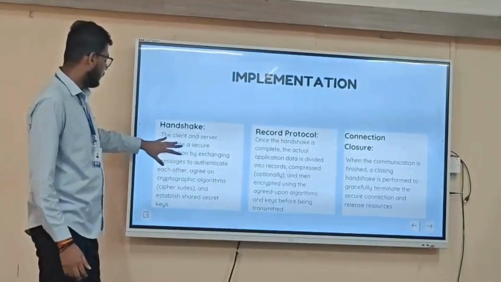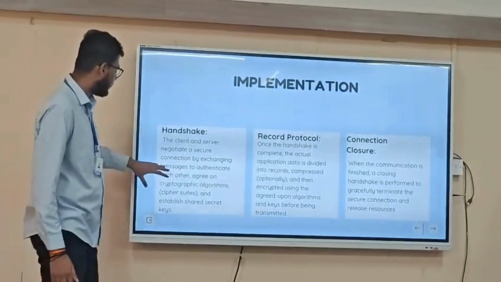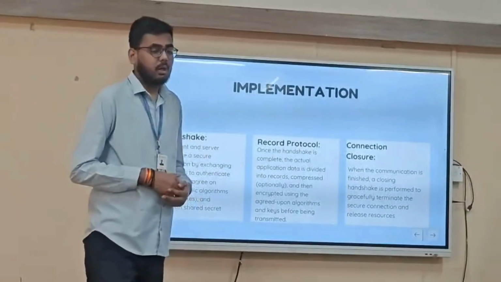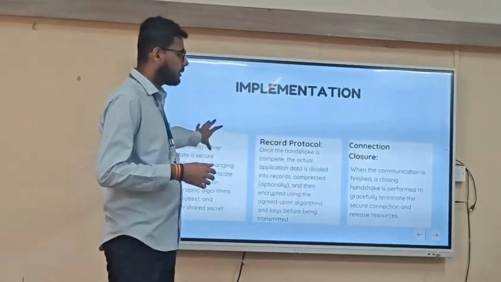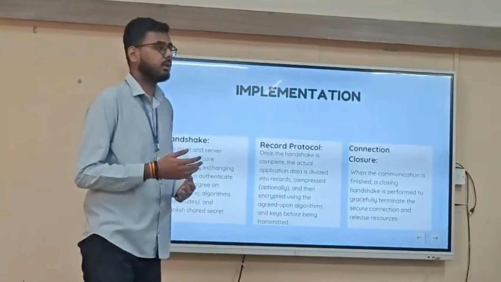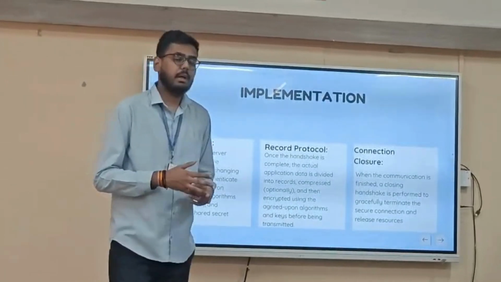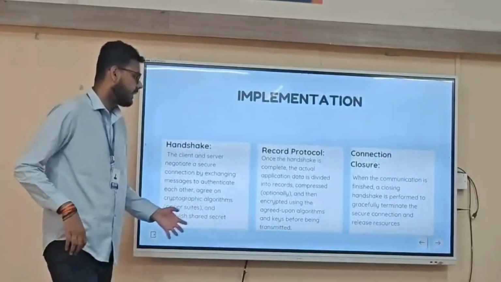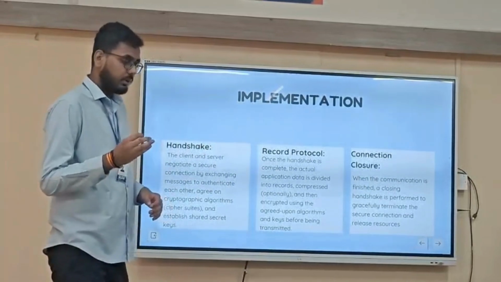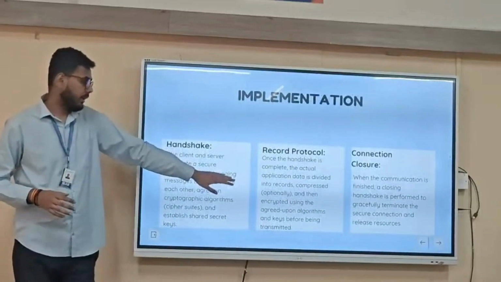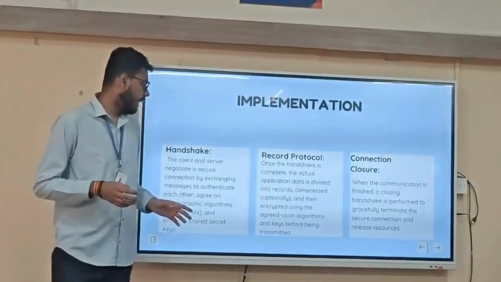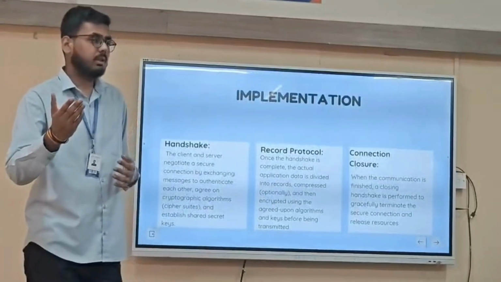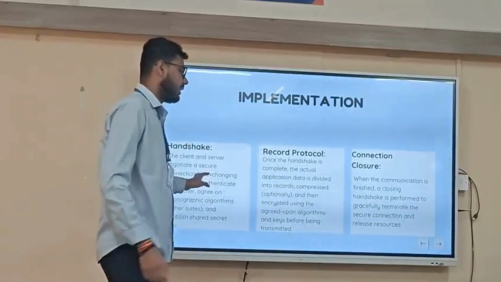In the handshake, the client and server negotiate a secure connection by exchanging messages to authenticate each other and agree on cryptographic algorithms, that is ciphers. Also, we can include steganography, but that comes under how to hide something behind files. And in the record protocol, once the handshake is complete, the application data is divided into records, compressed, and then encrypted using the agreed-upon algorithms and keys before being transmitted, like we discussed with the various SSL versions before the start of this slide.